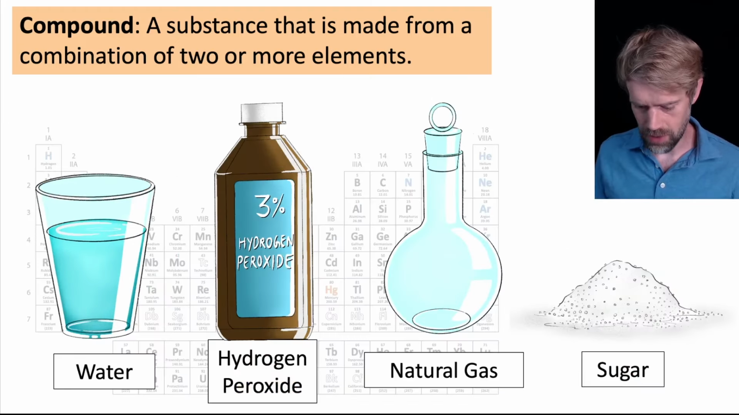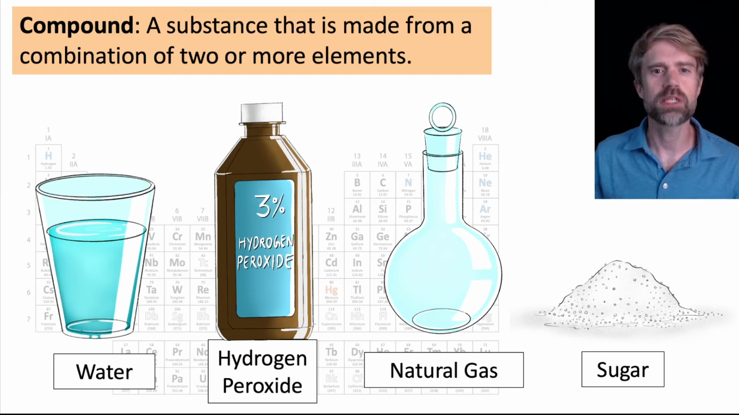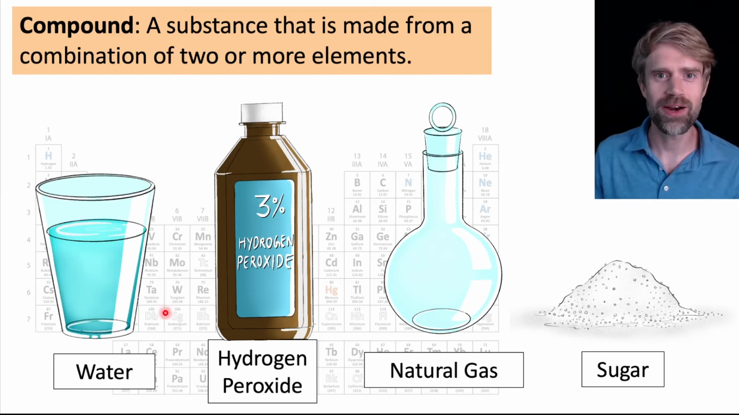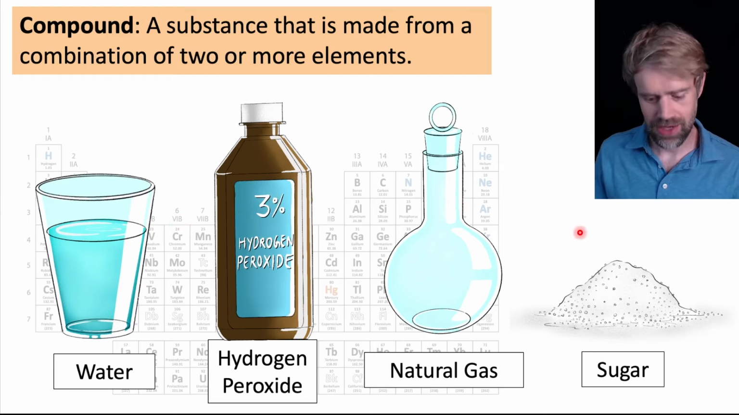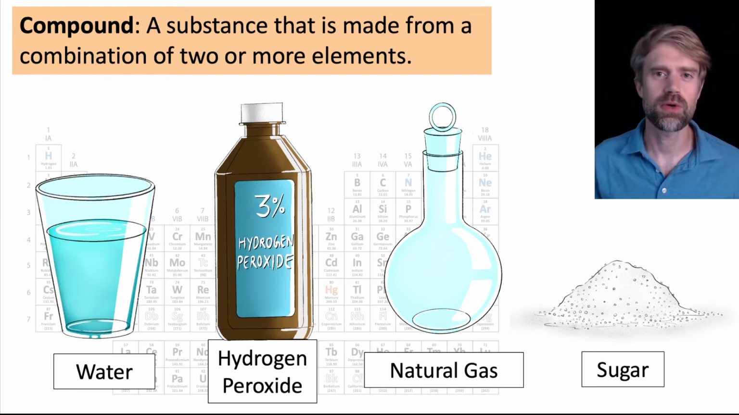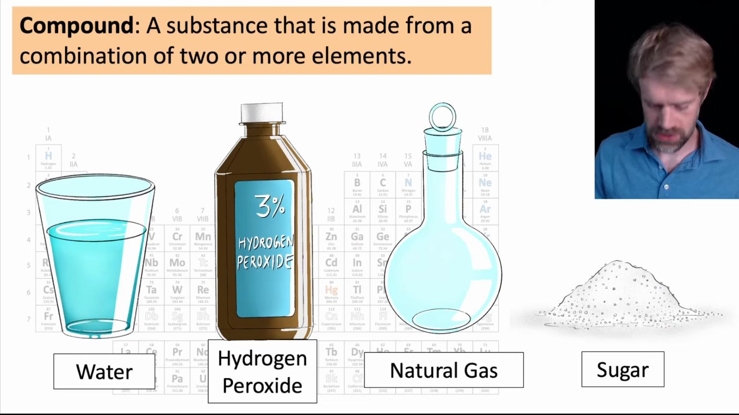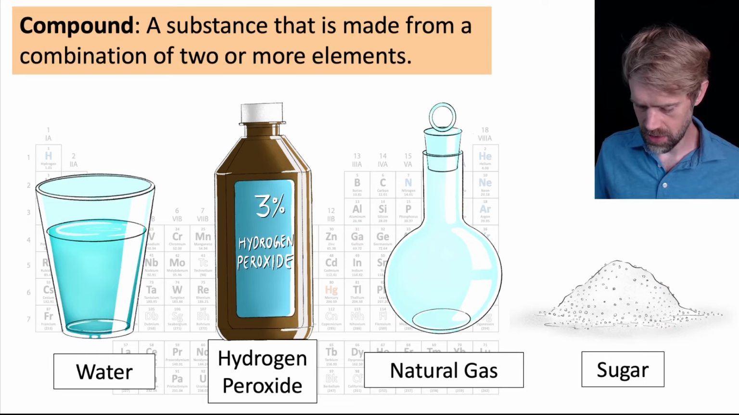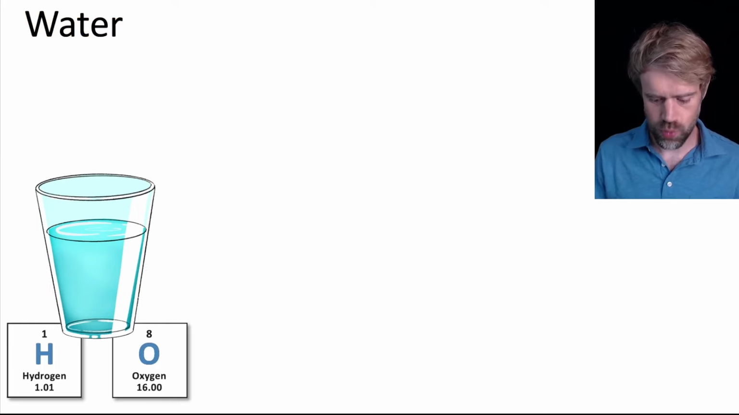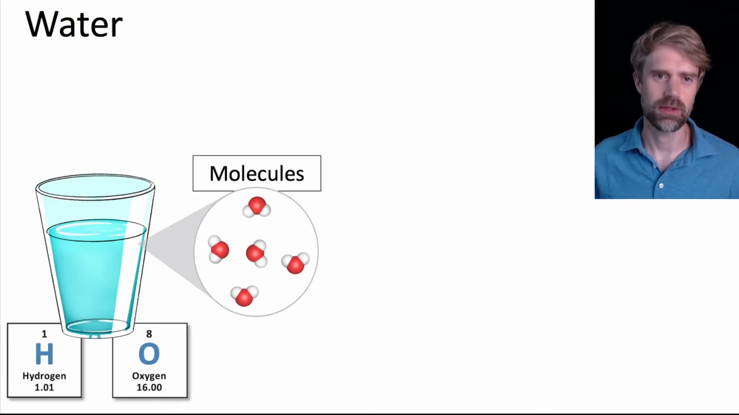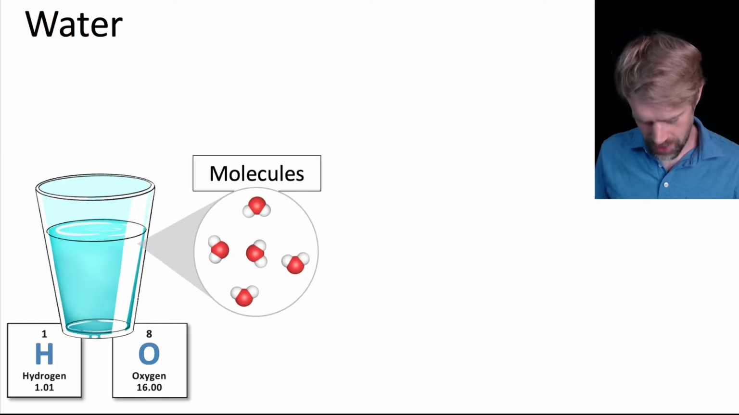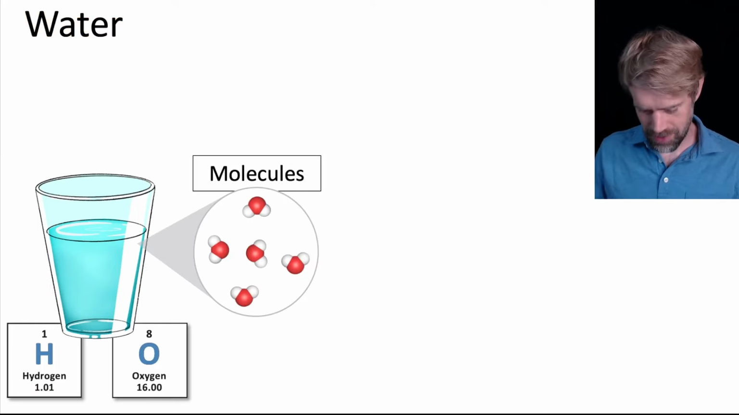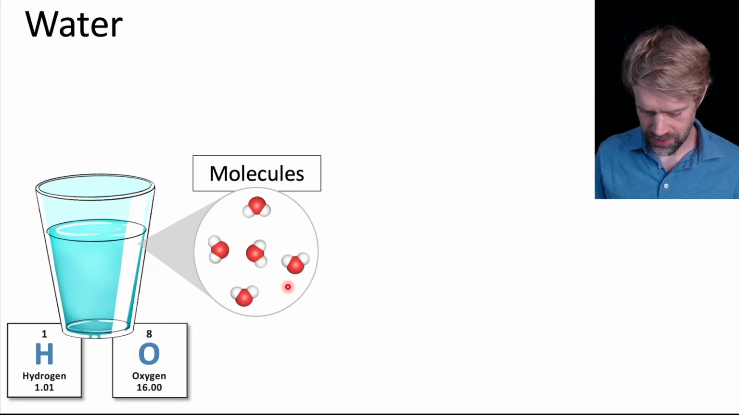To learn more about compounds, we're going to look at these 4 common compounds that you see right here. Okay? We've got water, hydrogen peroxide, natural gas, and sugar. We're going to focus on the atoms and elements that make up these compounds. Here's water, which we've already talked about a little bit. Now, if you zoomed in millions and millions of times, you'd see that water is made of tiny molecules. And here we have some right there.